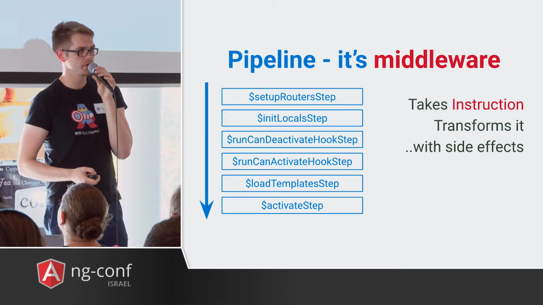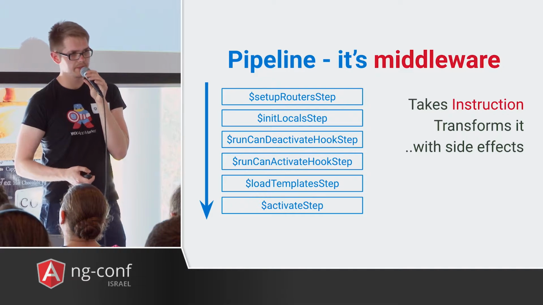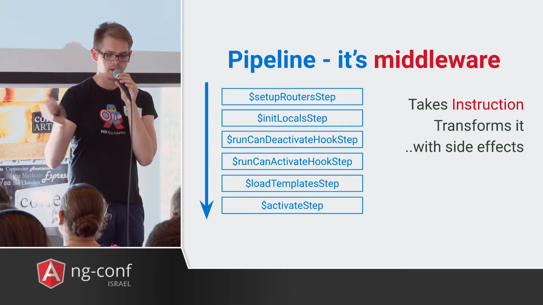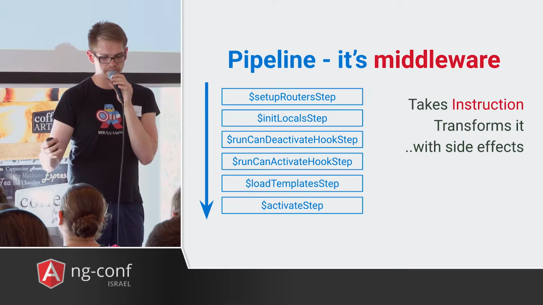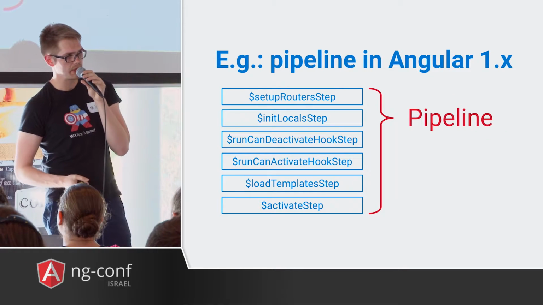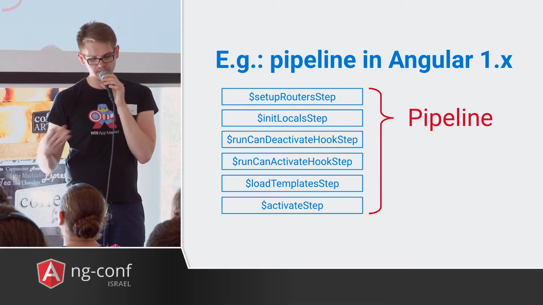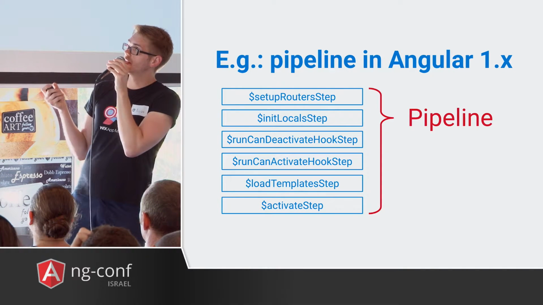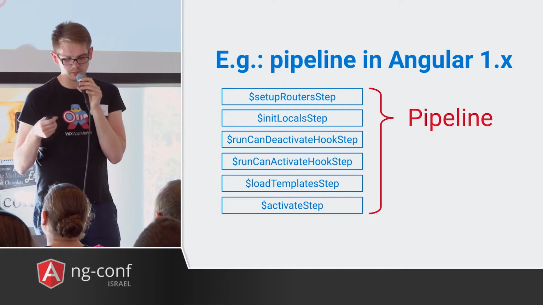And the pipeline, for those who've worked with it, is essentially middleware. What it does is it takes an instruction and then transforms it with some side effects. So let's look at an example of the pipeline in Angular 1, because it's the best way to understand it. Here's the pipeline. The details aren't that important. The steps I will go over.